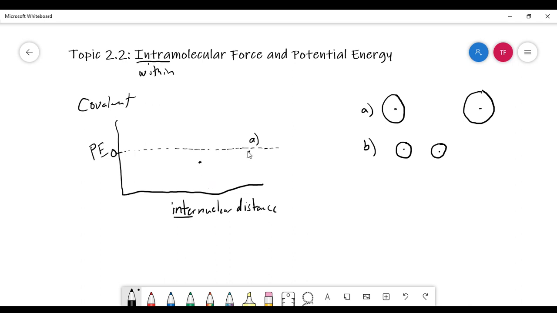So if we connect this, as they get closer to one another, the potential energy starts decreasing. We'll call this point B. Eventually they get to a point where they're very close to one another, and they have a very strong attraction on one another. This nucleus is pulling on the electrons from the first atom, and the first atom's nucleus is pulling on the electrons from the second atom. And at that point, you're going to have a very low potential energy.